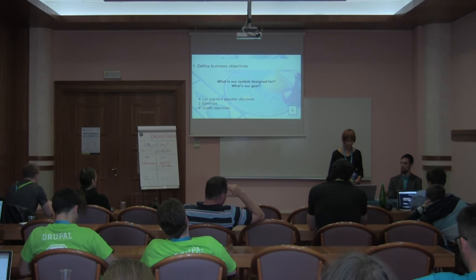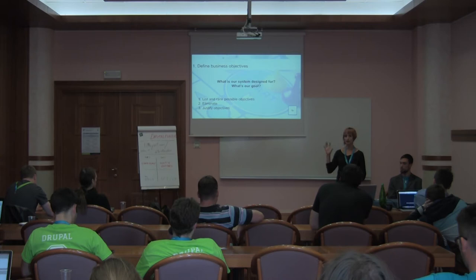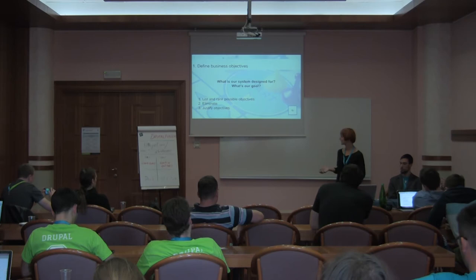Here are a few concrete steps you can take. So, take a list and rank the possible objectives above the goals. And in the second step, eliminate all those things on the list which are not useful or you think are not so important to include. And after that, just justify it.